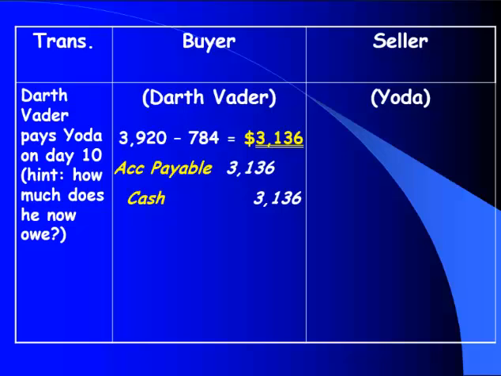On the seller's books, what do I have more of? Cash. What do I have less of? Accounts receivable. More cash, an asset goes up with a debit. Less accounts receivable, that's an asset, goes down then with a credit. Notice that if the buyer has less cash, the seller must have more cash. And if the buyer has less accounts payable, the seller must have less accounts receivable.